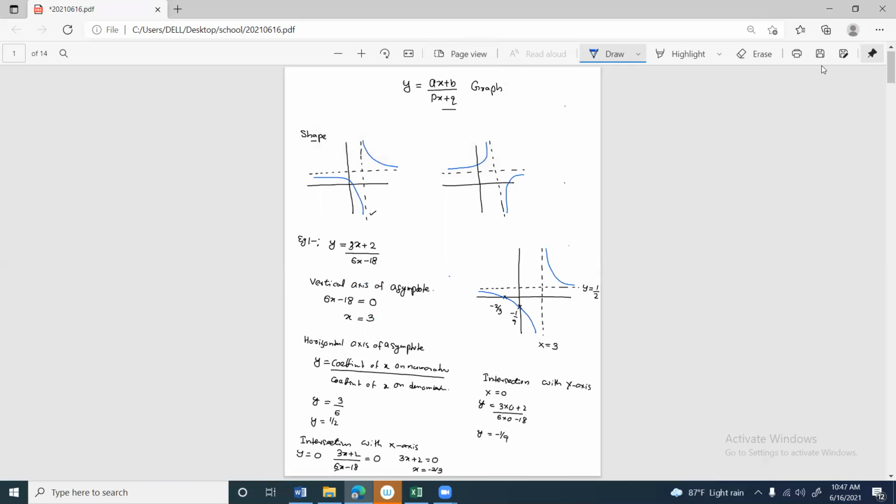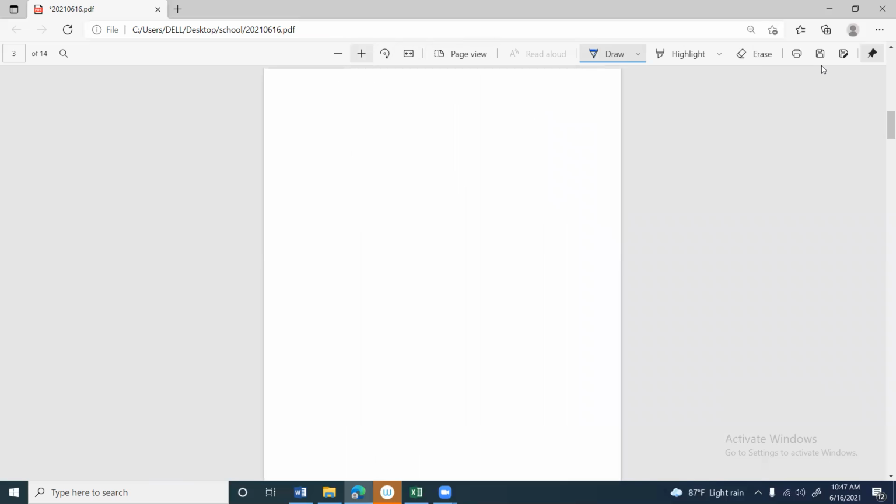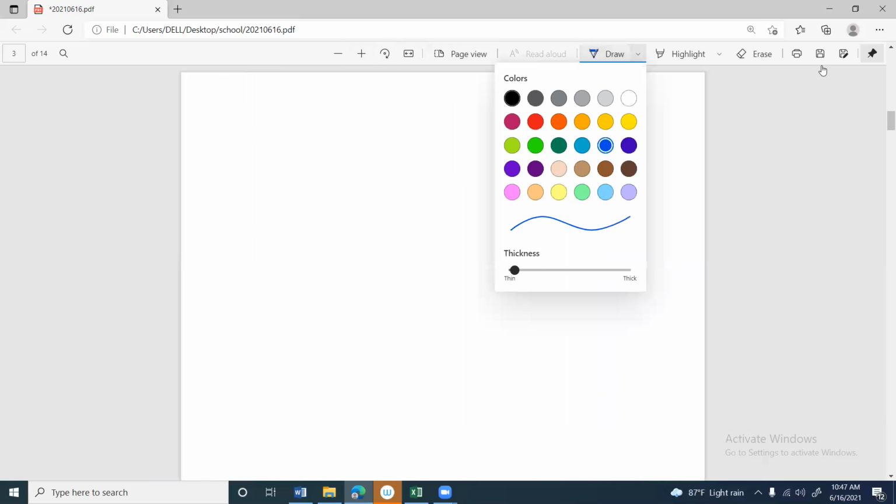Right. Then the next fact we need to understand is, we'll get a new page. The next topic comes with range and domain of y equals (ax plus b) over (cx plus d) graphs.